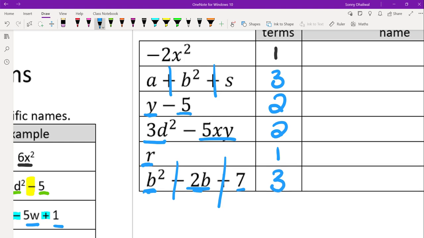Okay. So now, just quickly practice writing the names down. That's something you have to memorize. I'll give you like a 5-second head start, then I'll write down the name. So is it a monomial? Is it a binomial? Is it a trinomial? Is it a polynomial? So just write it down. 1, monomial. 2, binomial. 3, trinomial. All right?